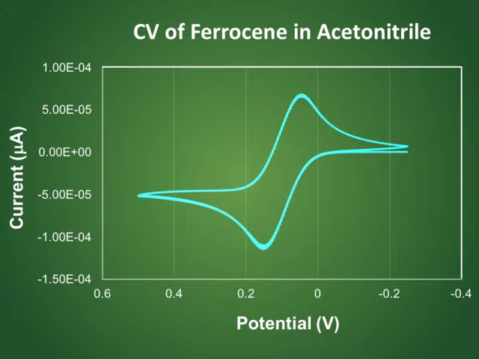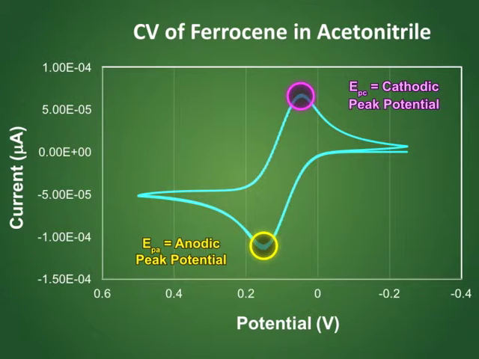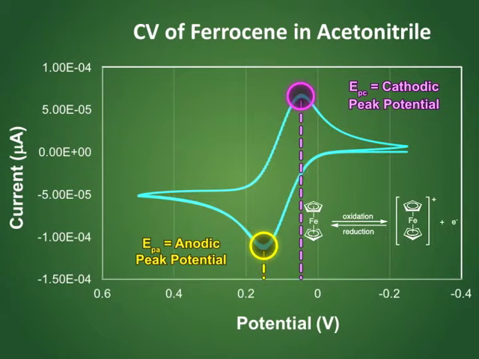Finally, let's take a look at the CV of ferrocene, which shows a single oxidation event. The E1/2 value can be calculated by taking the average of the cathodic peak potential and the anodic peak potential. In acetonitrile, the ferrocene-ferrocenium redox couple occurs at a potential of 90 millivolts.